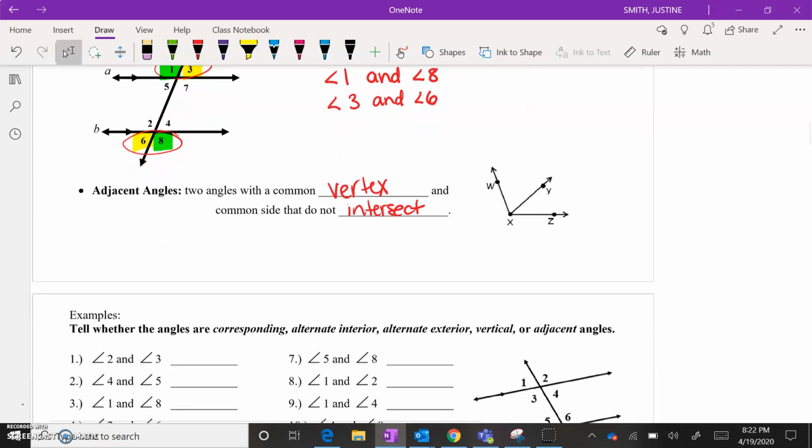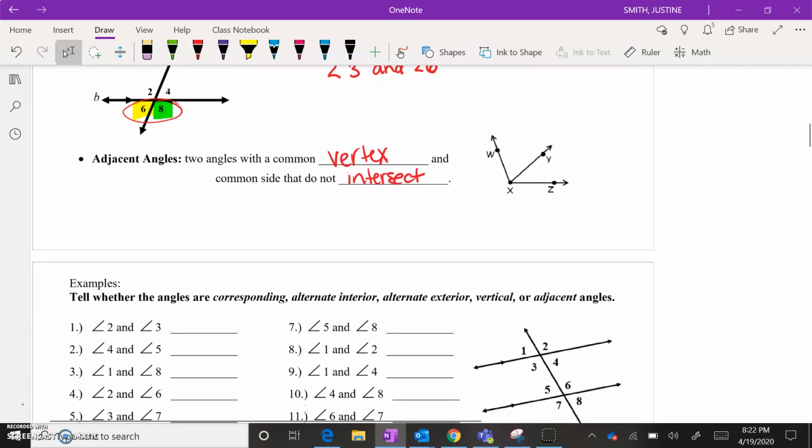Okay, so if I look at this diagram on the side, I would say angle WXY, okay, is adjacent to angle YXZ.